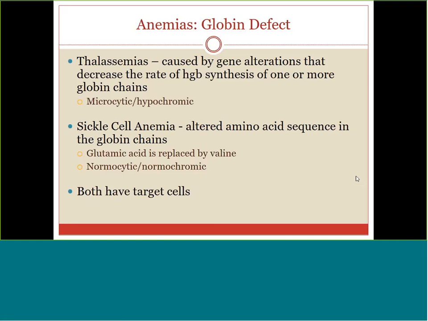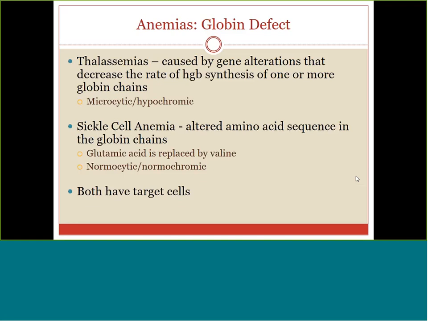But again, thalassemias overall are a microcytic hypochromic anemia. On the other side, we have sickle cell anemia, which is normocytic normochromic, and this one is a qualitative issue. You're making enough globin chains, all of that's being made, but you have altered the amino acid sequence in the globin chain, which changes the hemoglobin molecule. So in the case of sickle cell anemia, glutamic acid is replaced by valine in the 6th position on the beta chain. When it replaces it, it makes an entire new hemoglobin. In this case, we call it hemoglobin S, and that's what forms sickle cell anemia.